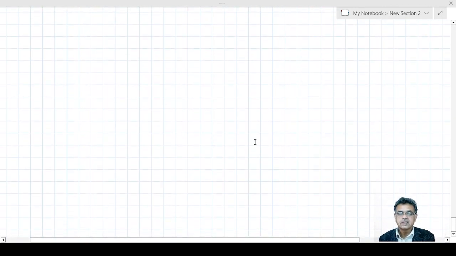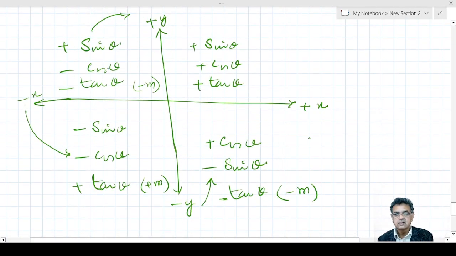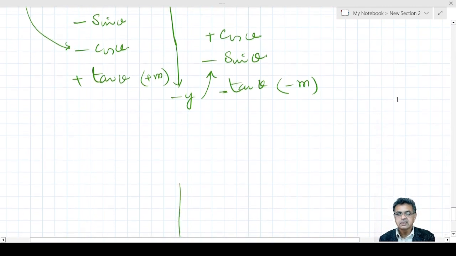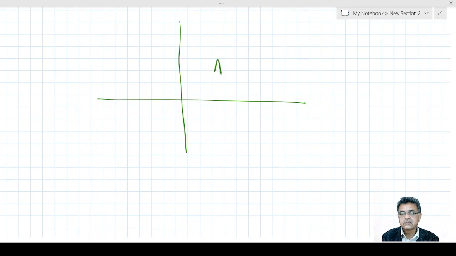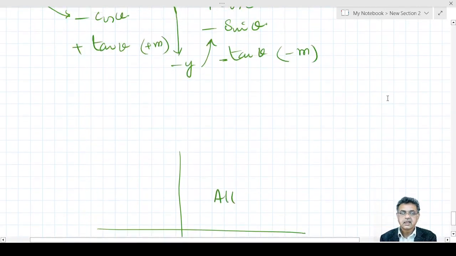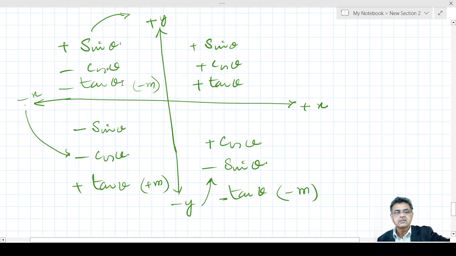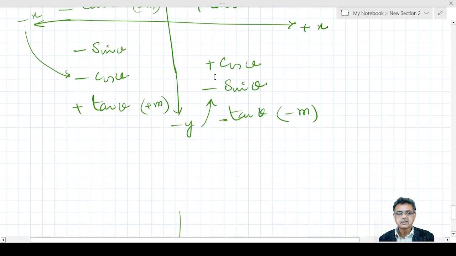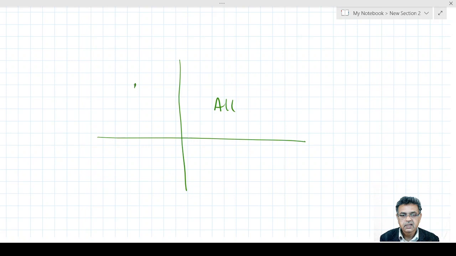So further summarizing it, all the ratios are positive in the first quadrant, so all the ratios are positive here. And only sine is positive in this one because y is positive. So sine is positive in this quadrant, tangent is positive in this quadrant, and cos theta is positive in this quadrant.